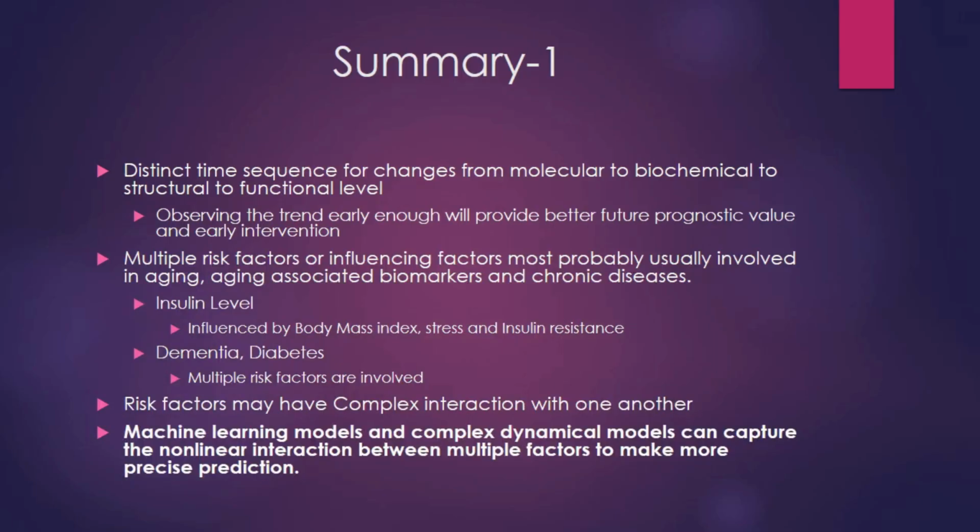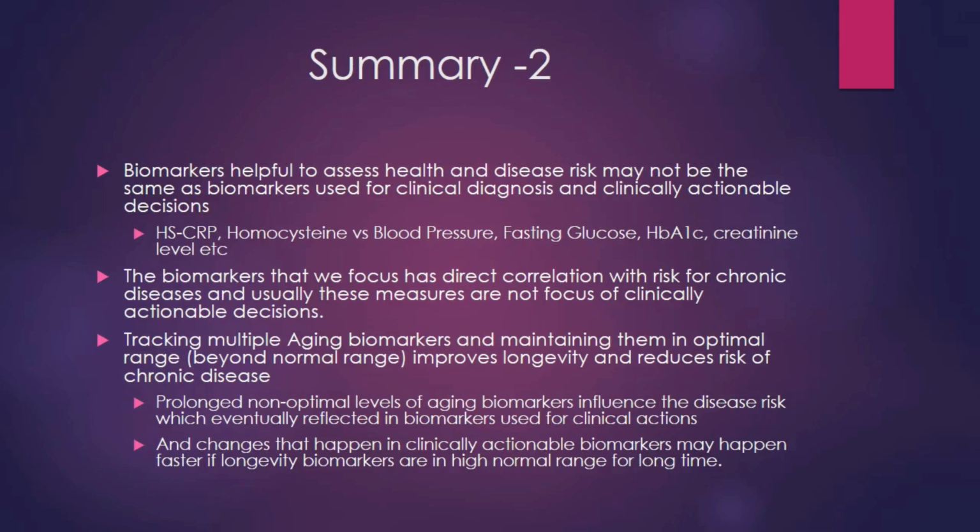Summary 1. This emphasizes the importance of observing biomarker trends early for better prognostic value, noting that multiple risk factors usually influence aging and chronic disease. Summary 2. This notes that longevity biomarkers helpful for assessing disease risk, like hsCRP, are often different from the biomarkers used for making clinically actionable diagnostic decisions like blood pressure or HbA1c.